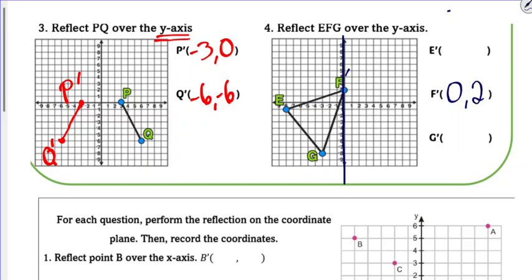E right now is at -8. You can see that the x-coordinate is -8. It's going to jump to +8. It's 8 away from that mirror line, or that reflection line, or the y-axis. It's going to still be 8 away, just on the opposite side. So it ends up at 8, -1.